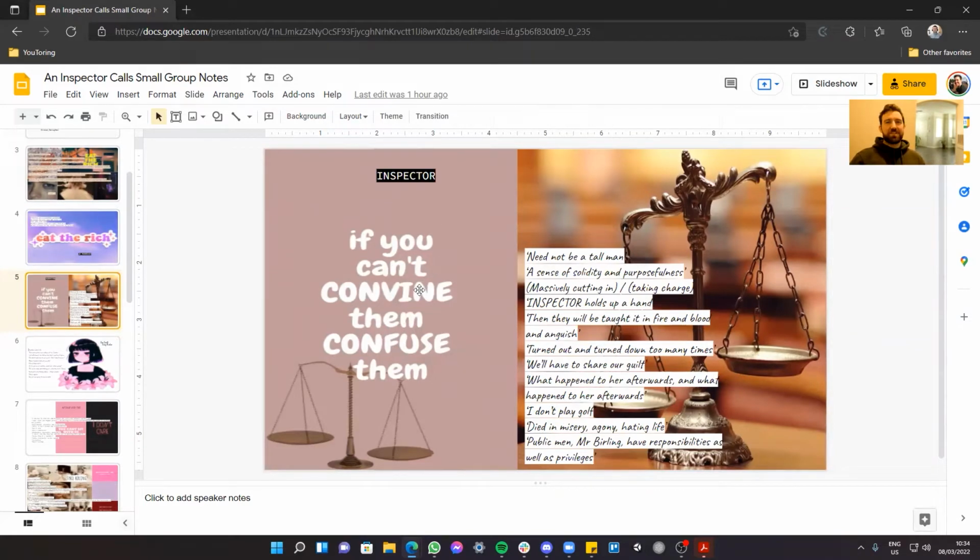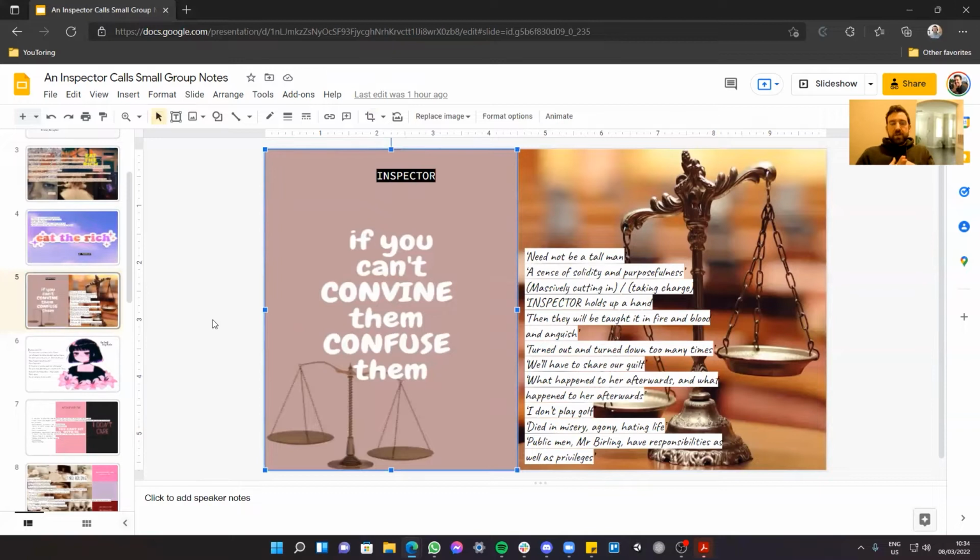One thing that's kind of interesting though is the little balancing weighing scales in the background of this one, and it says if you can't convene them, confuse them. Obviously that's a typo. It's meant to be if you can't convince them, but I can't change it because it's an image. So sorry about that.